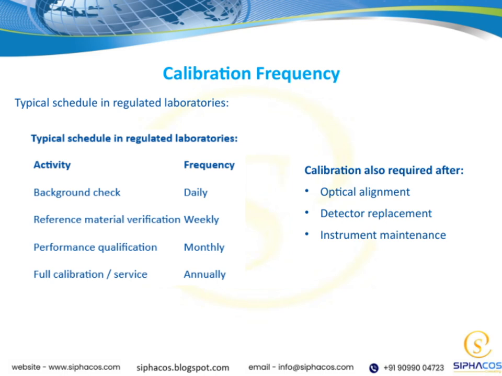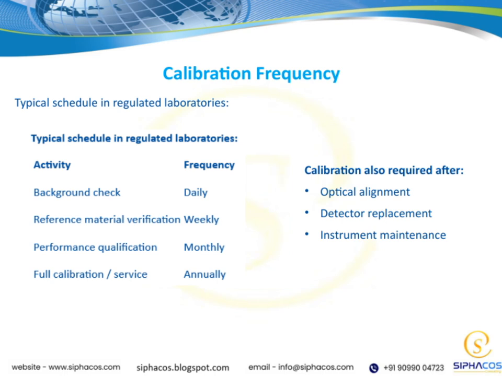When it comes to how often calibration should be done, especially in regulated laboratories, there's usually a typical schedule to follow. This schedule helps maintain compliance and ensures reliable results. So the main takeaway is that calibration is an ongoing process, not just a one-time setup. It's essential after specific interventions and according to a set schedule to keep your measurements accurate and your laboratory compliant with regulations.